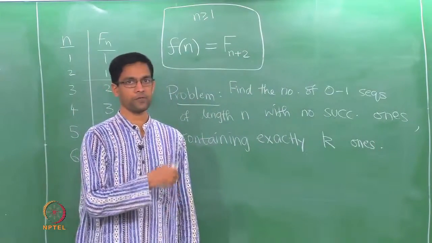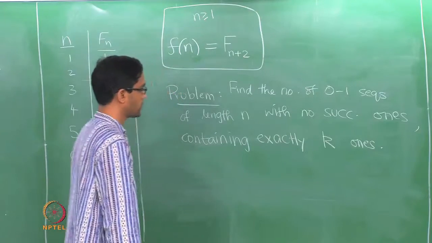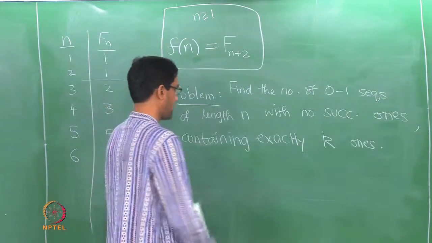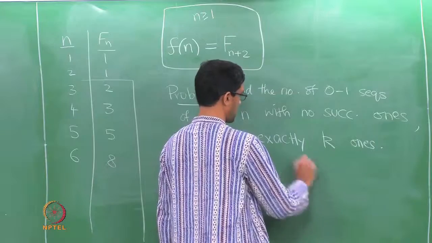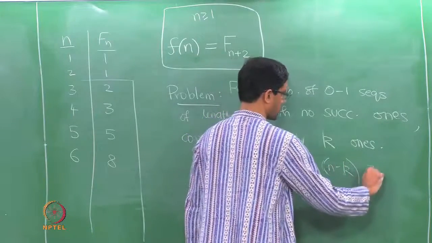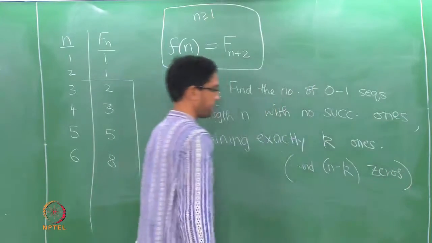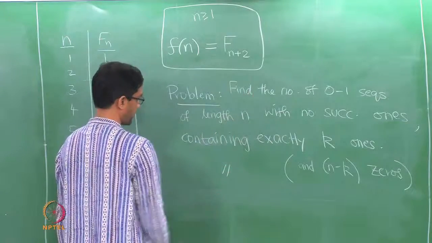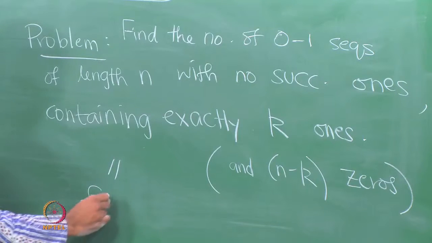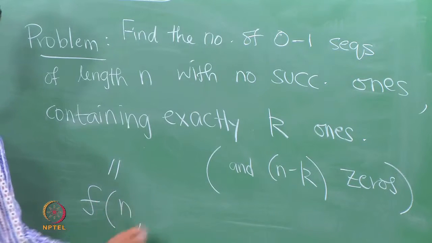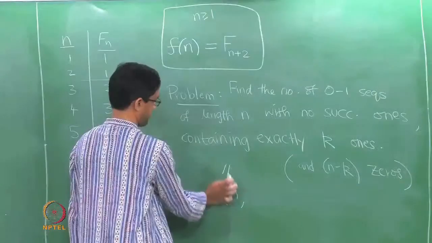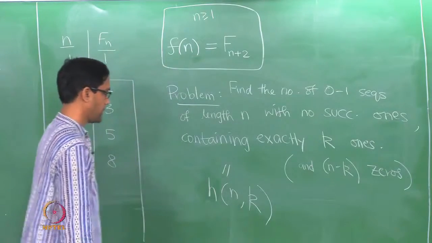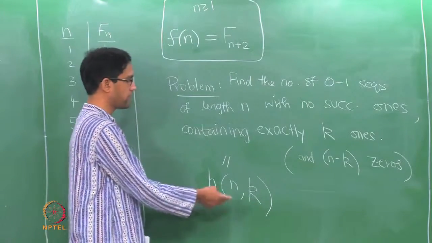So we have a further parameter k, and we now want our sequence to have length n and exactly k ones. If it has k ones, it means the rest of the entries are zeros, n minus k zeros. Let's give this number a name. Instead of just f of n, it has an additional parameter k, so maybe we shouldn't even call it small f. Let's call it h of n comma k. There are two parameters n and k, and the value will depend on both of them.